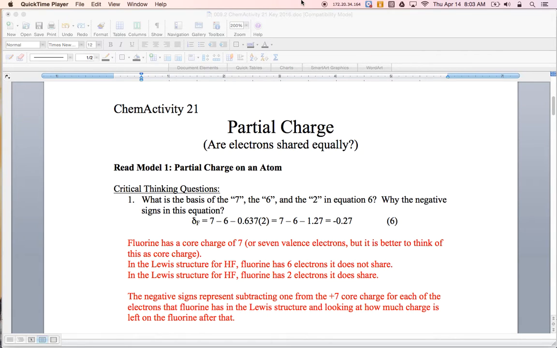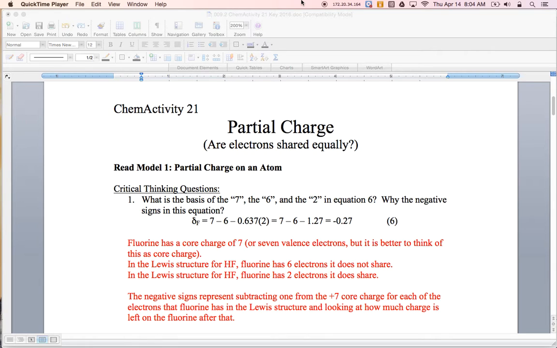Here are the answers to ChemActivity 21, partial charge. Remember, the goal in this activity is to use average valence electron energy to figure out how unequally the electrons are shared in a bond, and as a result, where the partial positive and the partial negative charge reside within the bond on the different atoms.